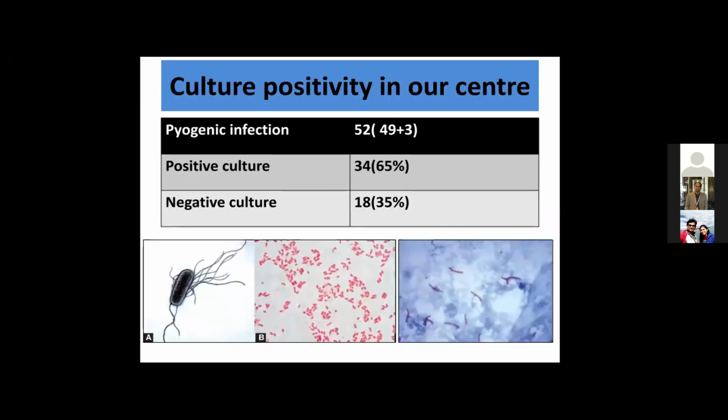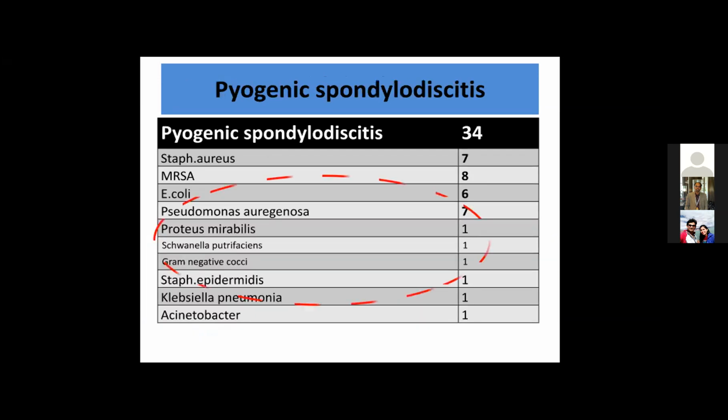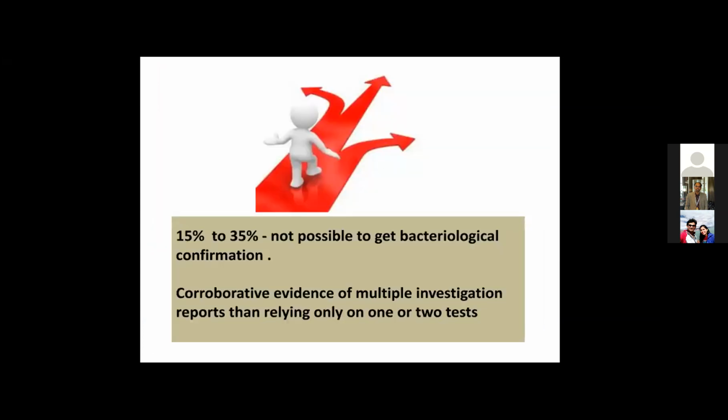So in our study, out of 49 patients of pyogenic infection plus 3 mixed infections, we had positive culture in 34 patients. That is 65% of patients with positive cultures, and 18 patients had negative culture. Coming to the microbiological spectrum, we had equal incidence of gram-positive infection compared to gram-negative infection. So you can see that Staph aureus and MRSA contribute to around 15 patients, while E. coli, Pseudomonas, Proteus contribute around the same amount, 14 patients. So in spite of our best effort, 35% of patients may not have a positive culture.